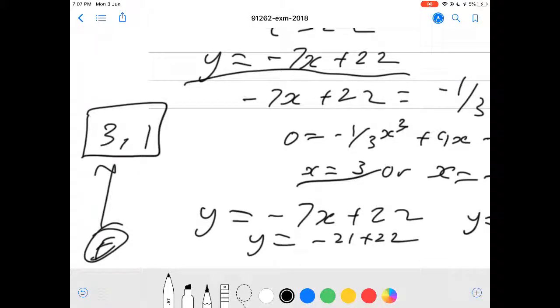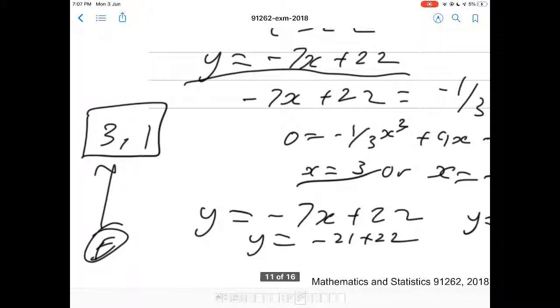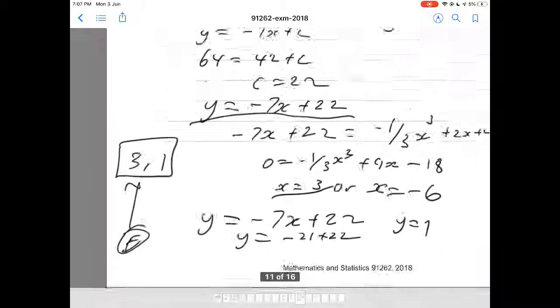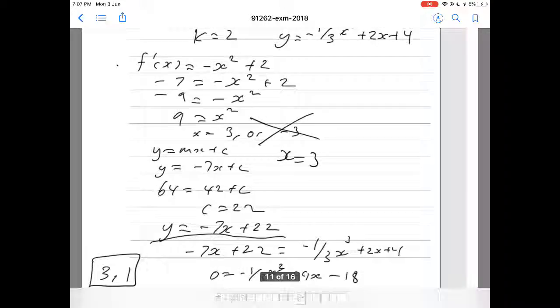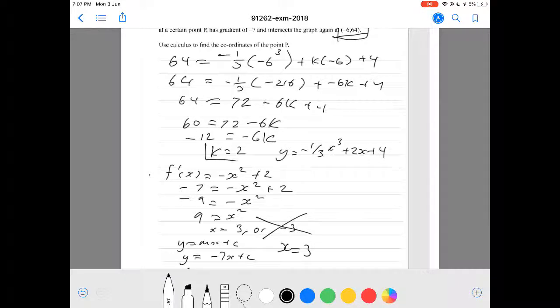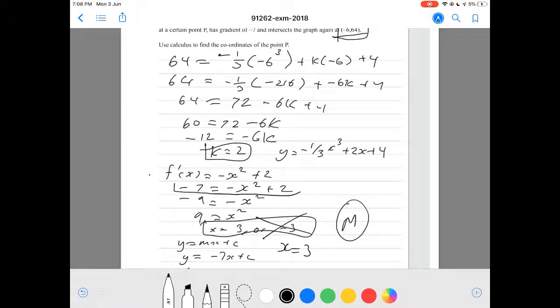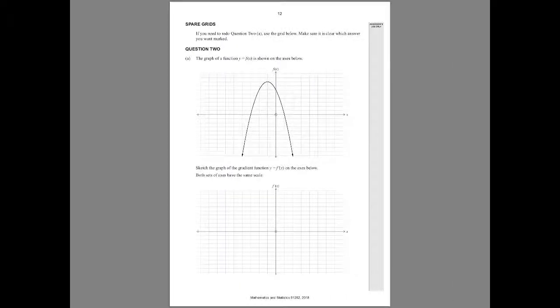In terms of getting a merit grade, you found your k value, so k equals to 2, and you have to find your derivative. You'll find x equals to 3 or negative 3, and that'll get you a merit grade. To get an achieved grade, you set the derivative equal to negative 7, so negative 7 equals to negative x squared plus 2, and that'll get you an achieved grade. Alright, next question.